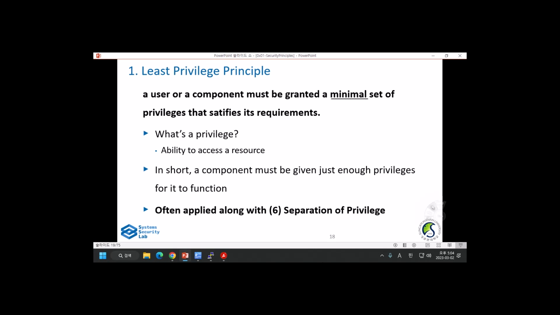So the least privilege principle. A user or a component must be granted a minimal set of privileges that satisfy its requirements. So in short, this says that a component must be given just enough privileges for it to function.